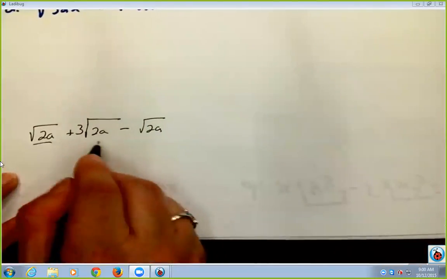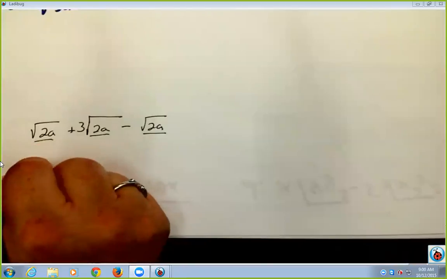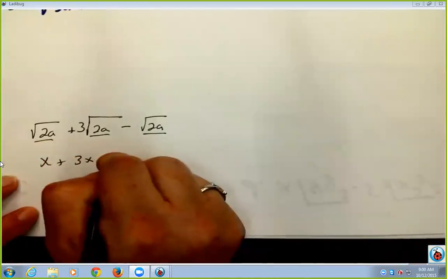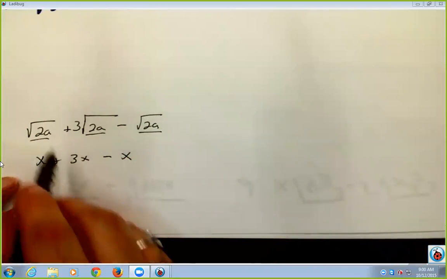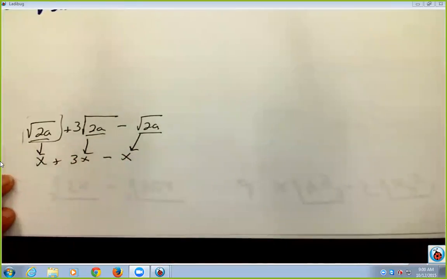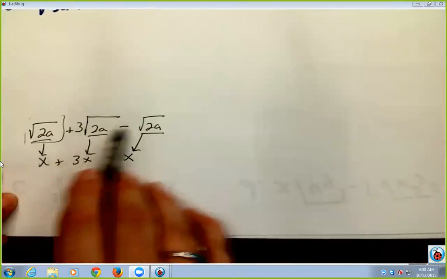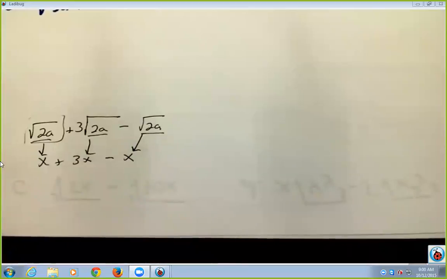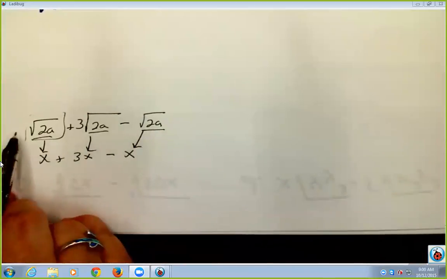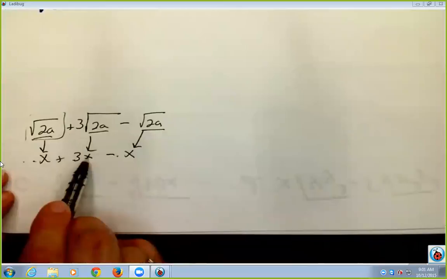Well, underneath my radical, all of my bases are identical. And this is kind of like saying if I had x plus 3x minus an x. So this radical piece is acting like that variable. And as long as they all match, and as long as they all equal each other, as long as this radical piece is identical, it's like having all x's, or having all y's, or having all z's, or having all something that matches each other. And so then what I can do is if they all match each other, then all I do is, like we did down here, we looked at the numerical part in front of these to combine them.